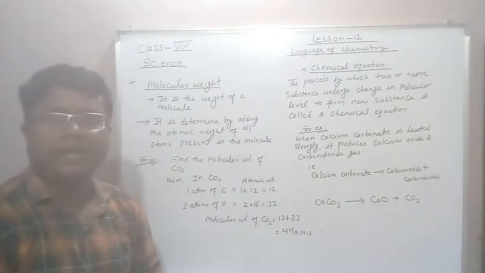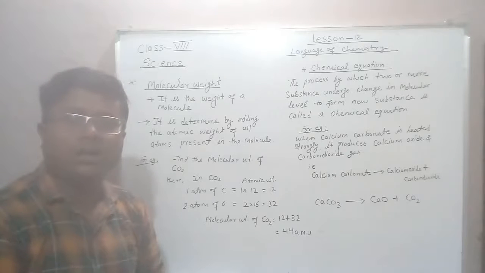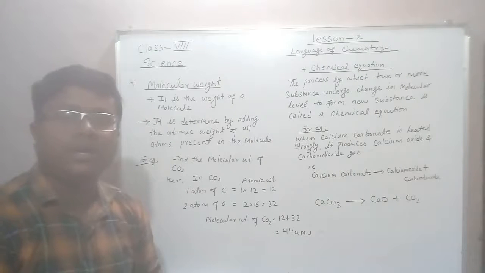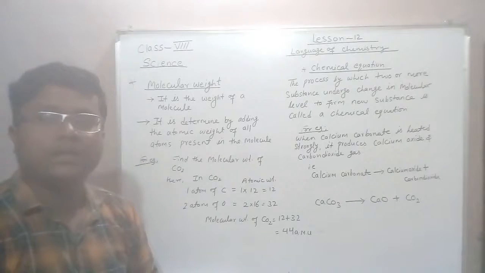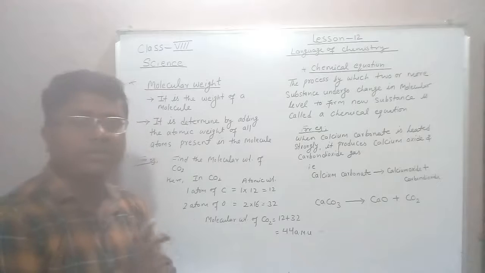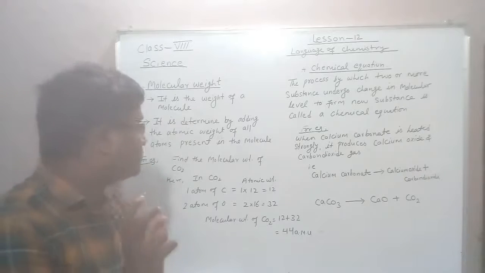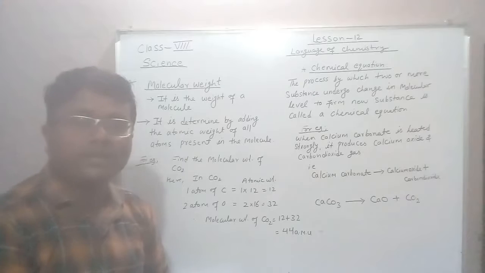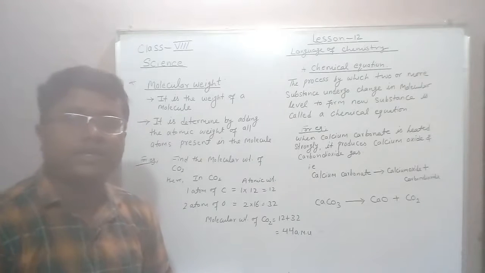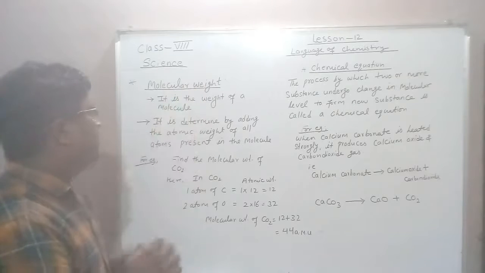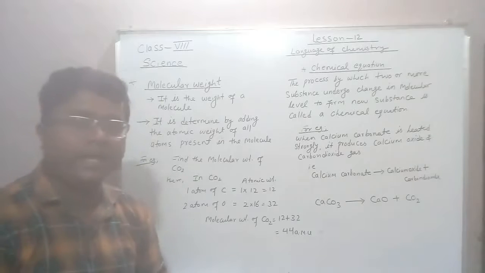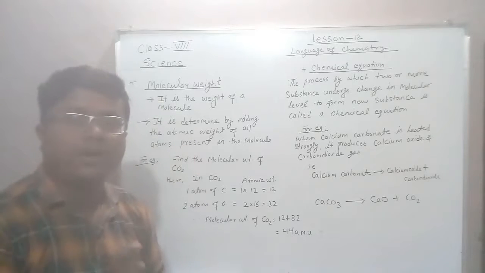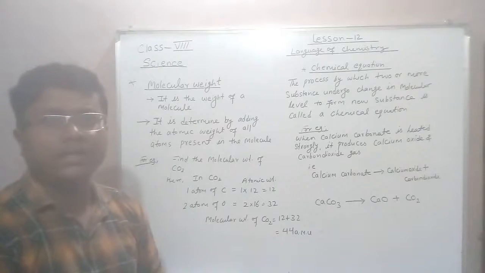Okay, so in a molecule, how many atoms are present? If we add all those atomic weights, then we'll get the molecular weight of that molecule. Simply, in a molecule you have to see which atoms are present there. If we add the atomic weight of those atoms, we will get the molecular weight of that molecule. So molecular weight means the weight of a molecule, and it is determined by adding the atomic weight of all the atoms present in the molecule.